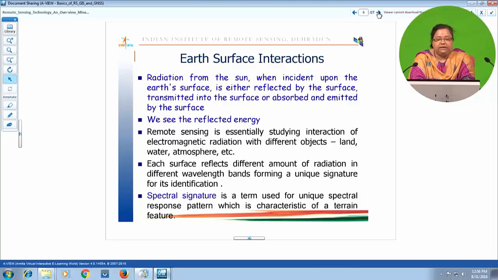So remote sensing is basically studying the interaction of this electromagnetic radiation with different land cover objects like land, water, atmosphere, etc. The basis is that each object reflects a different amount of radiation in different wavelength bands based upon its physical, structural and chemical properties, and it forms a unique signature for its identification on remote sensing data. The term used for this is spectral signature, which can be understood as a unique spectral response pattern for a particular feature or object.